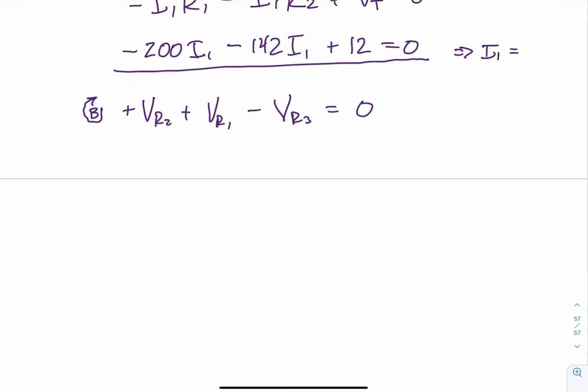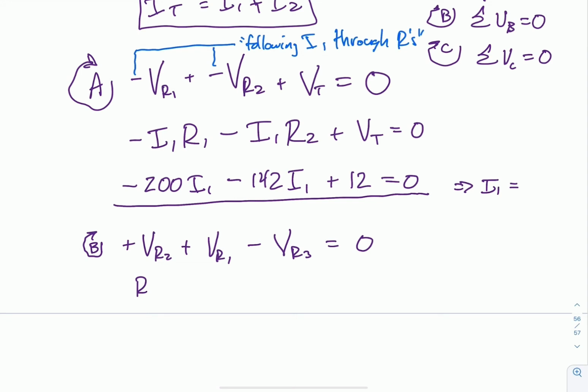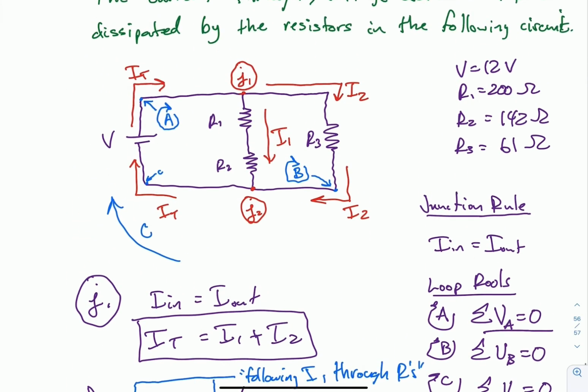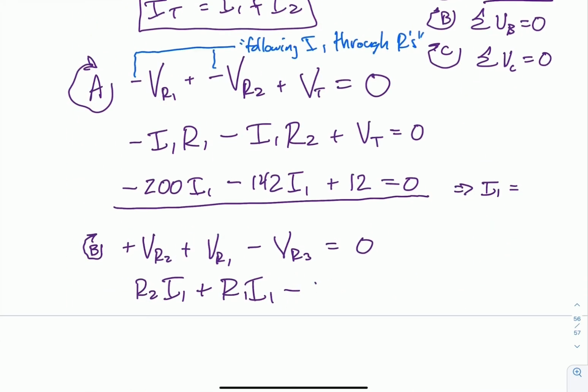But we know that V is just IR, so for the voltage drop across R2, we would have R2 I1 plus R1 I1 minus, and then for the voltage drop across R3, we have I2 R3. R3 I2 equals 0.